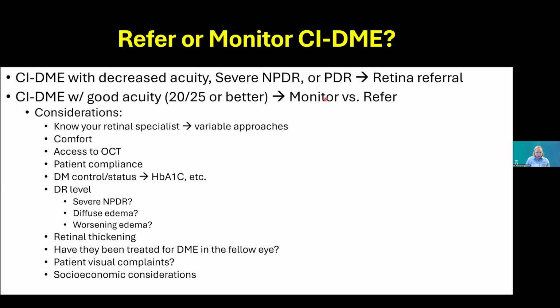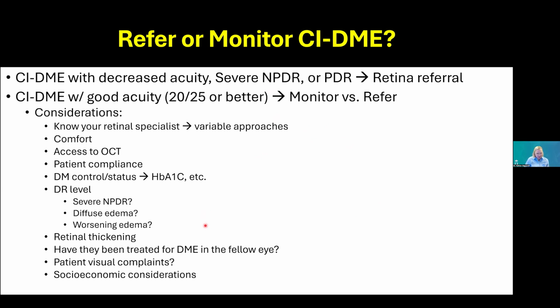Center-involved DME, of course, if there's decreased acuity or if they have severe NPDR or PDR, I certainly am referring these patients. Good visual acuity, again, is a little bit more up in the air and you really need to assess the patient as an individual, look at more than just the OCT, and take a lot of the same considerations for non-center involved DME that we just talked about, as well as if they have visual complaints, as in the last case that I showed you.